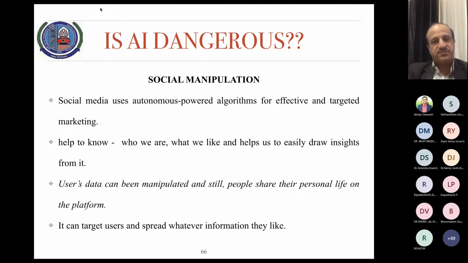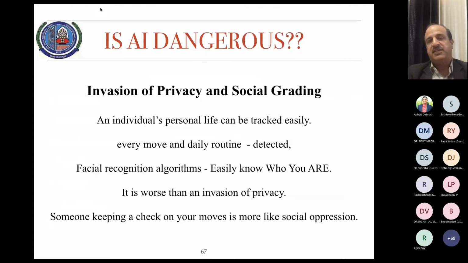Coming to social manipulation, social media is now using autonomous, AI-powered algorithms so that effective, targeted marketing takes place. By this means, the software comes to know who we are and what we like, and it can easily analyze us. Even user data and personal information can be manipulated, and people share their personal life on this platform. So it can target the users and spread whatever information the AI likes.